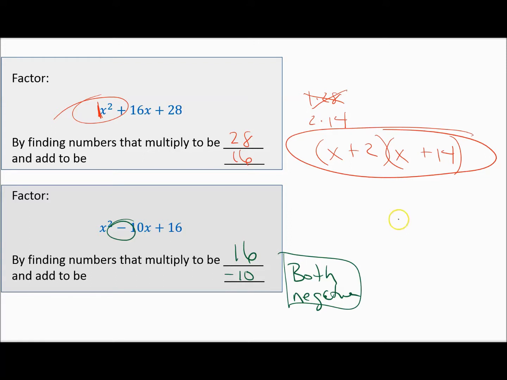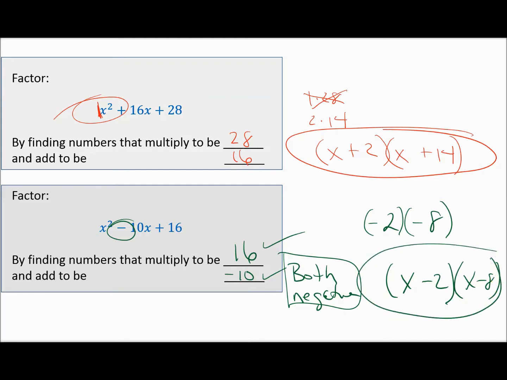Now let's just talk about what's the first thing you think that multiplies to be 16. Well, most of you would think 2 and 8, right? And if it's a negative 2 and a negative 8, will that work? Well, negative 2 times negative 8 multiplies to be 16. Works there. Negative 2 plus negative 8 adds to be negative 10, sure enough. So my answer is going to be x minus 2 times x minus 8.